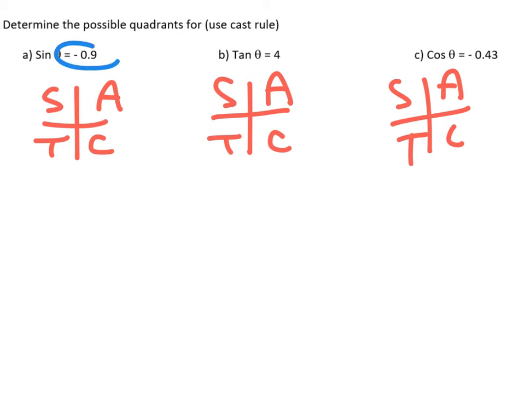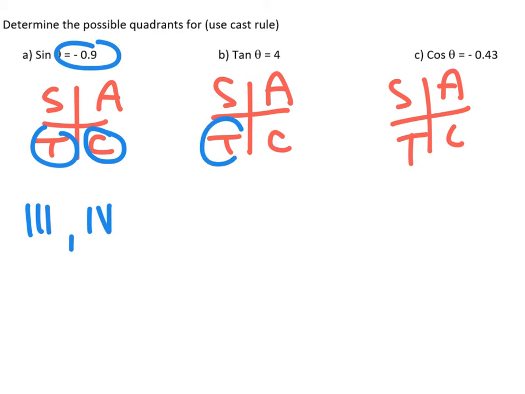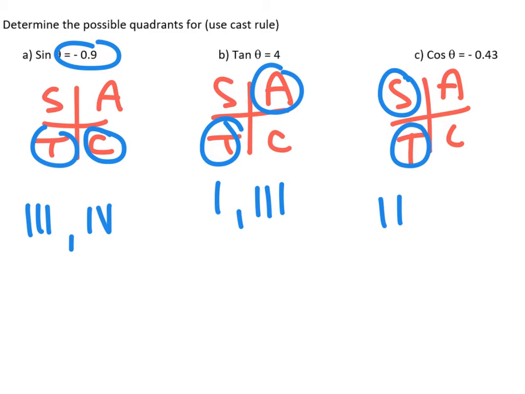So we are negative for sine, so we have to be in these two quadrants, 3 and 4. Tangent's positive, so we are in 1 and 3. Cosine is negative, so we are in 2 and 3. That's how easy that is. CAST rule tells who's positive where.